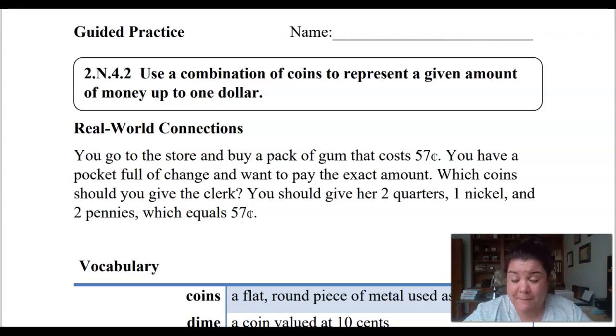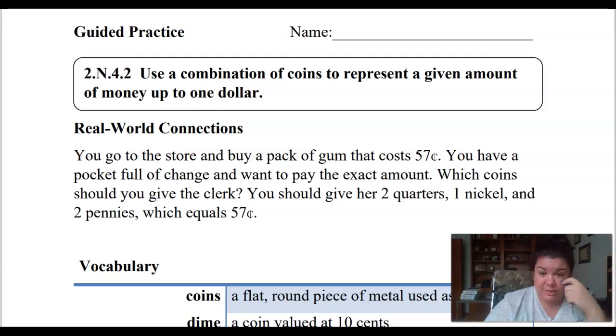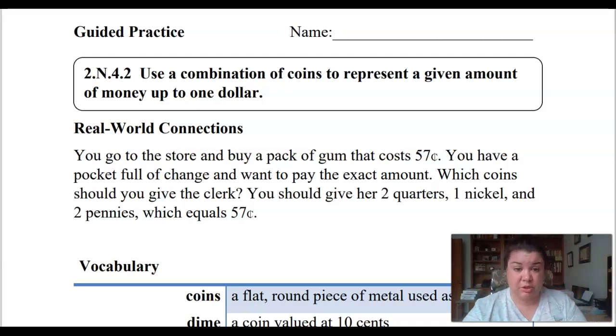Okay, this week, mathematicians, we are working on 2.N.4.2. Remember last week we did 2.N.4.1 and we were putting together coins. We were adding up coins. So this week we're still going to be using our coins, but this time they're going to give us the amount and we have to tell them what the coins are that match it.